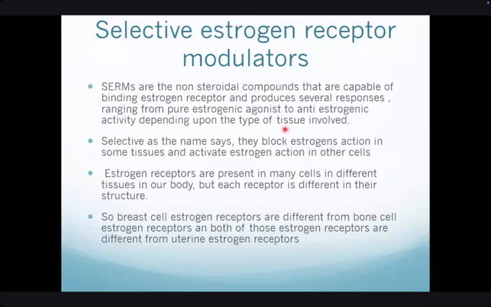So what are selective estrogen receptor modulators? These are non-steroidal compounds that are capable of binding the estrogen receptor and produce several responses, ranging from pure estrogenic agonist to anti-estrogenic activity, depending upon the type of tissue involved. Selective, as the name says, means they block estrogen action in some tissues and activate estrogen action in other cells. Estrogen receptors are present in many cells in different tissues in our body, but each receptor is different in structure. So breast cell estrogen receptors are different from bone cell estrogen receptors, and both of these are different from uterine estrogen receptors.